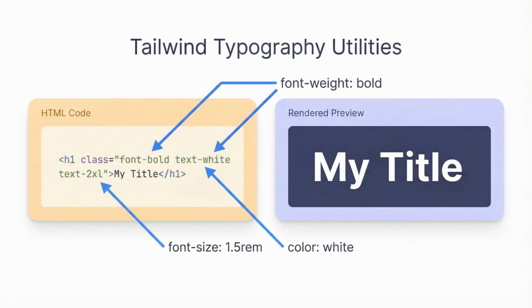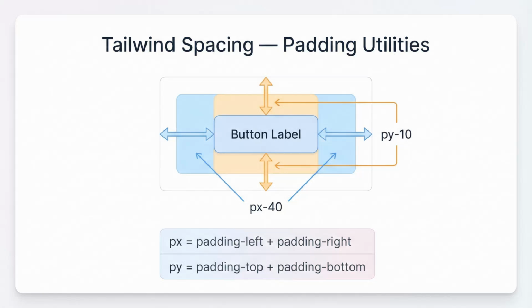What's powerful here is the one-to-one mapping. Each Tailwind class is essentially a shorthand for a single CSS declaration. So when you read font-bold, text-white, text-2xl in your HTML, you immediately know exactly what styles are being applied. No need to hunt through a separate style sheet to find out what a custom class like my-title actually does. Tailwind has a very intuitive system for spacing.